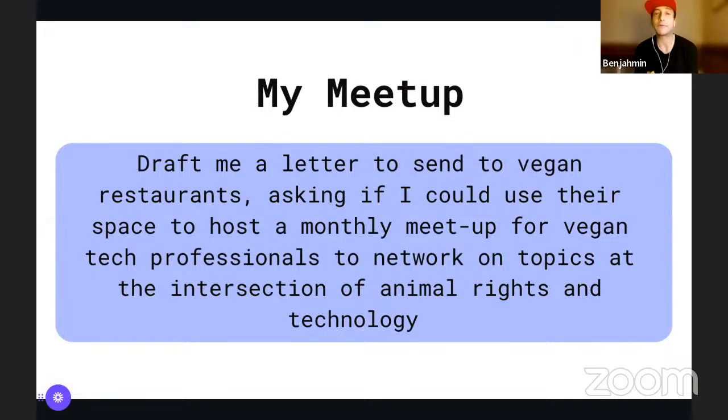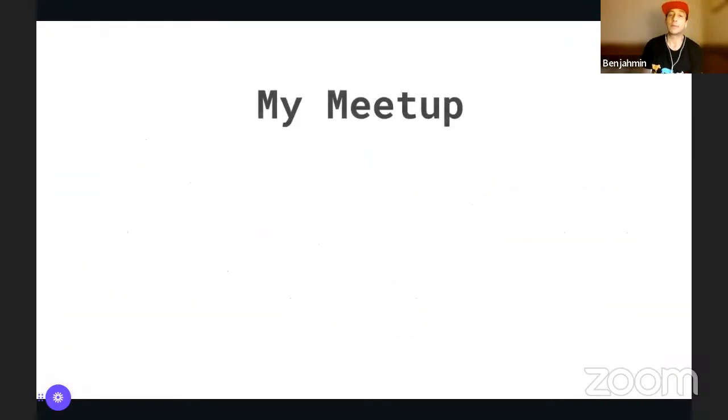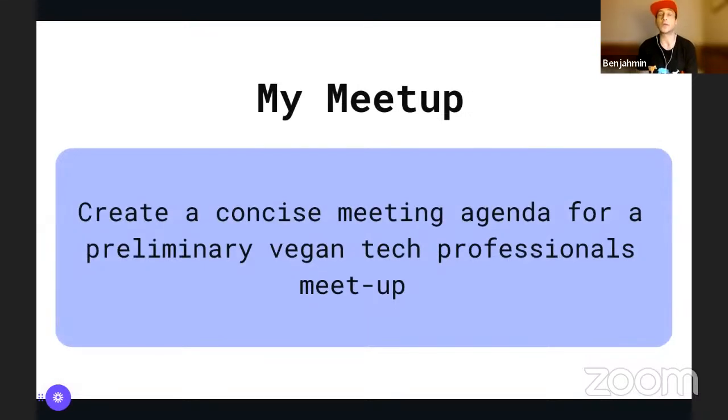Okay. But I'm thinking, obviously, I wanted to do it in person. So I was like, I need a place to meet. So, draft me a letter to send to vegan restaurants, asking if I could use their space to hold monthly meetups for vegan tech professionals to network on topics at the intersection of animal rights and technology. I ended up actually collaborating with another amazing activist, and she had a space for me. So I didn't need that.